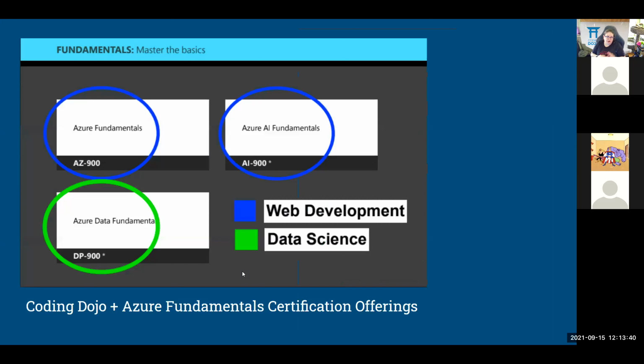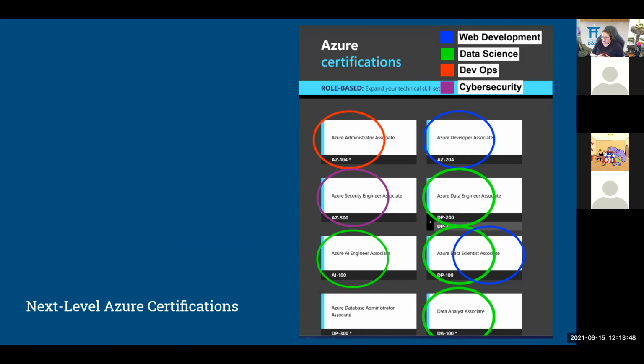Right now we do these three, the AZ-900, AI and DP. Eventually we are going to add some other ones, I'm sure, but right now these are the other ones that are available on Microsoft's, but we have not started doing any of these yet. Okay, no problem. Thank you. Good question.